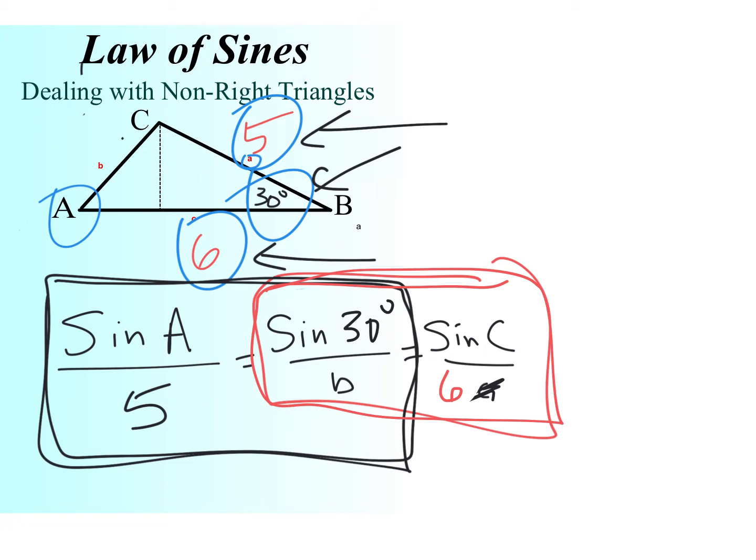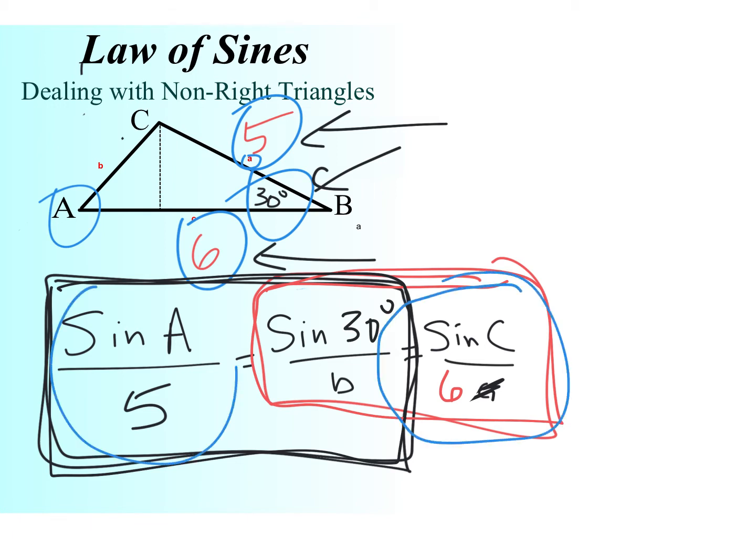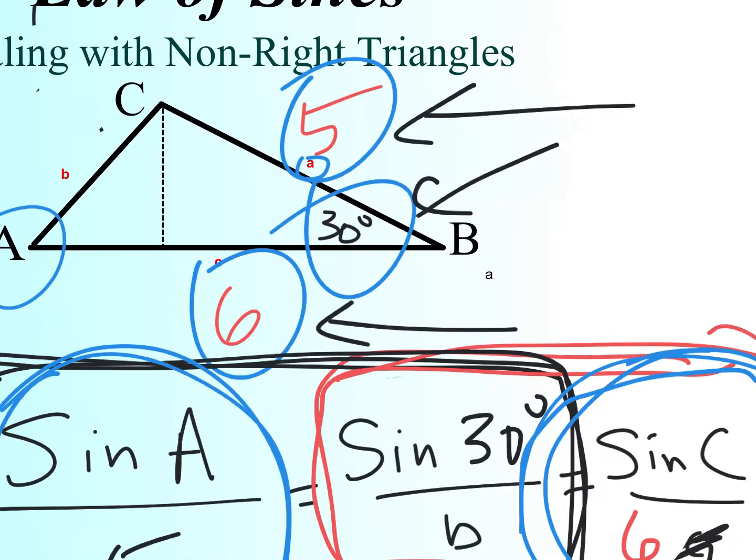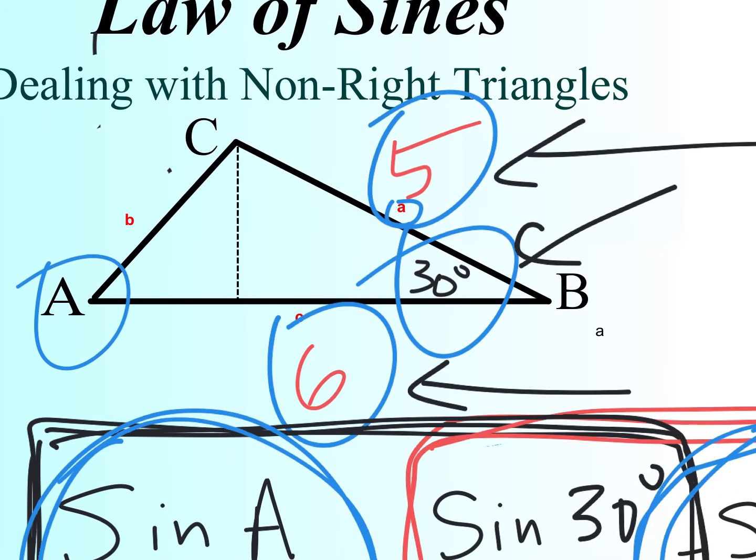No, you wouldn't. Would you know 3 out of the 4 pieces of info in the black box? Nope, you wouldn't. And how about if I did this one equals this one? Would I know 3 out of the 4 pieces of info in there? No. So actually, I don't have enough info to use this formula. I have to use a different formula.